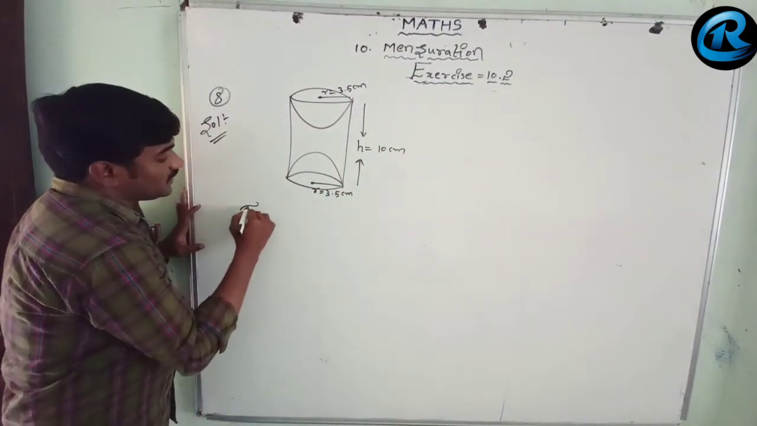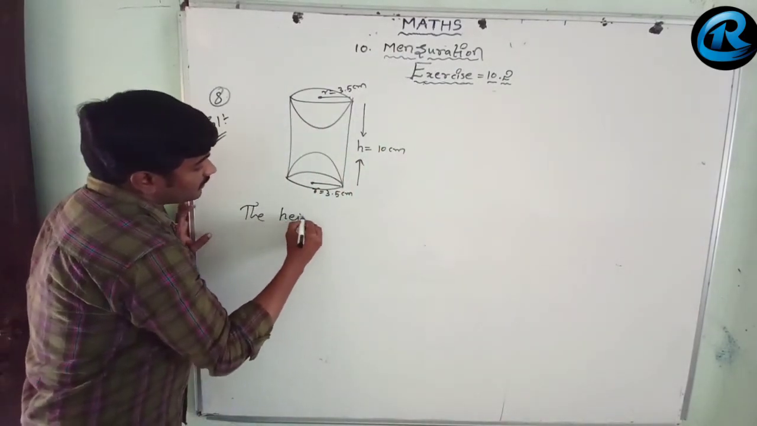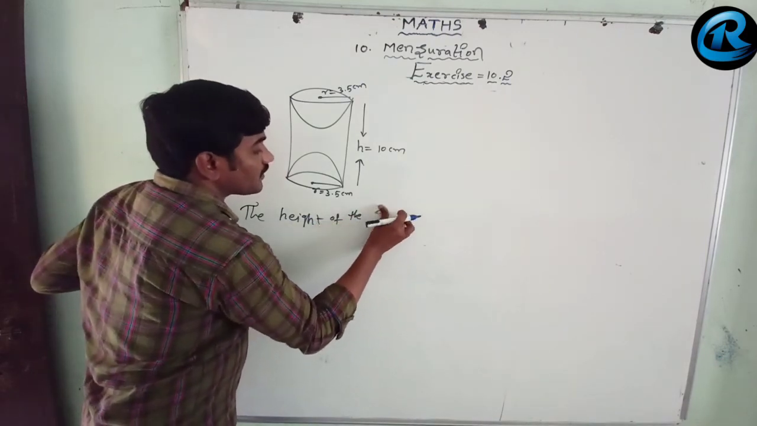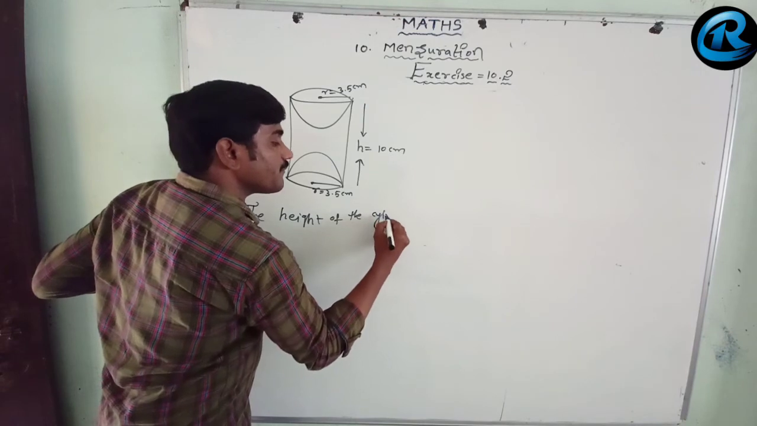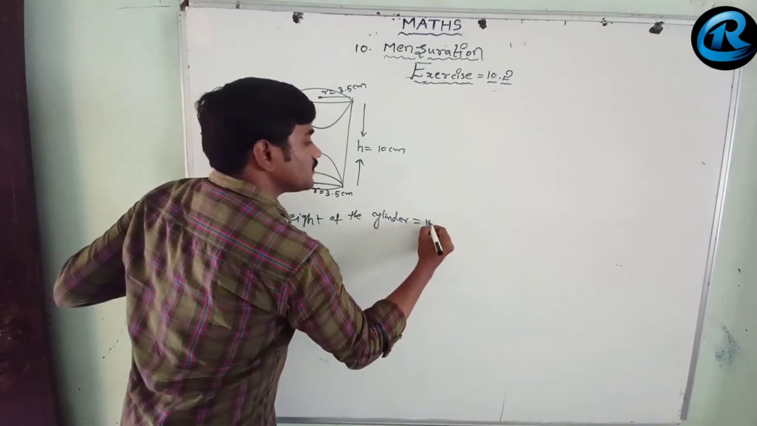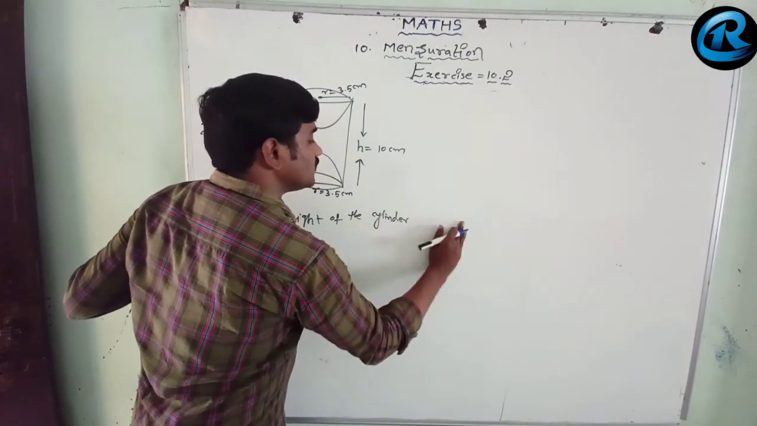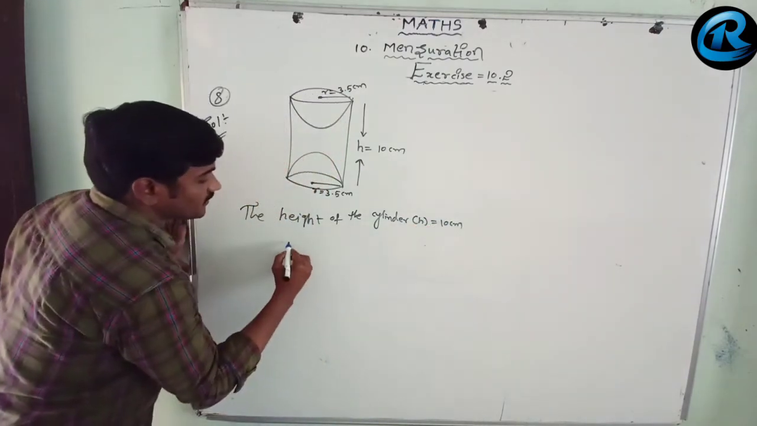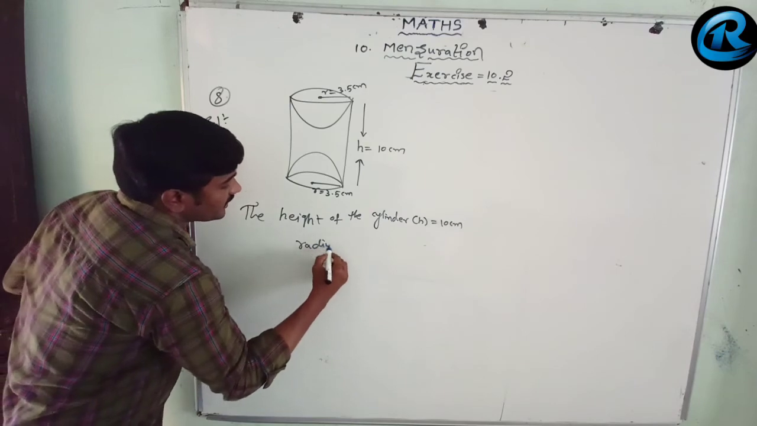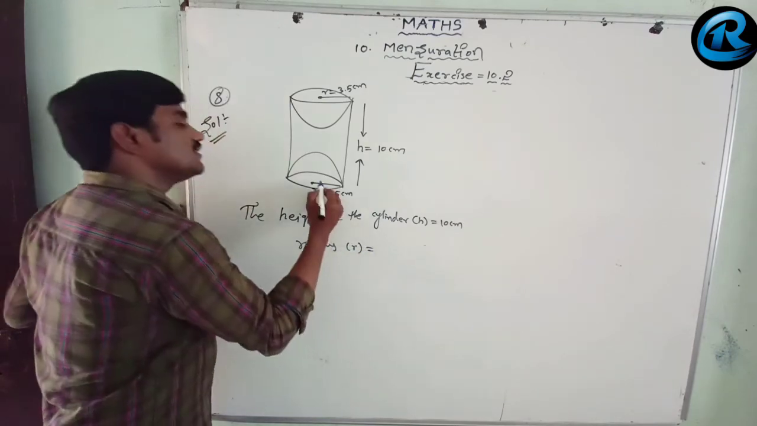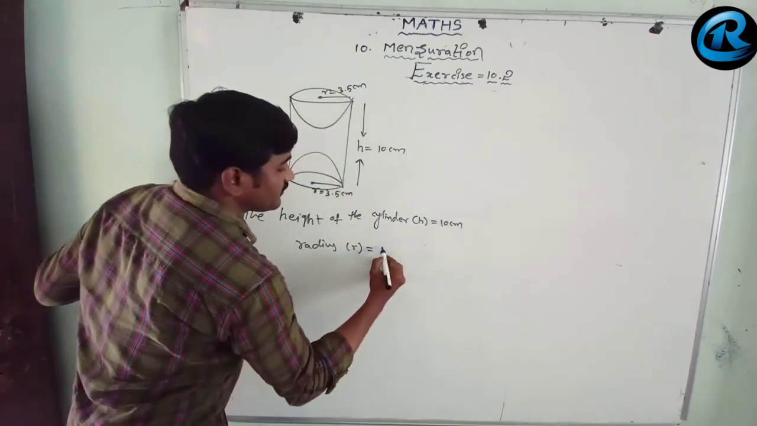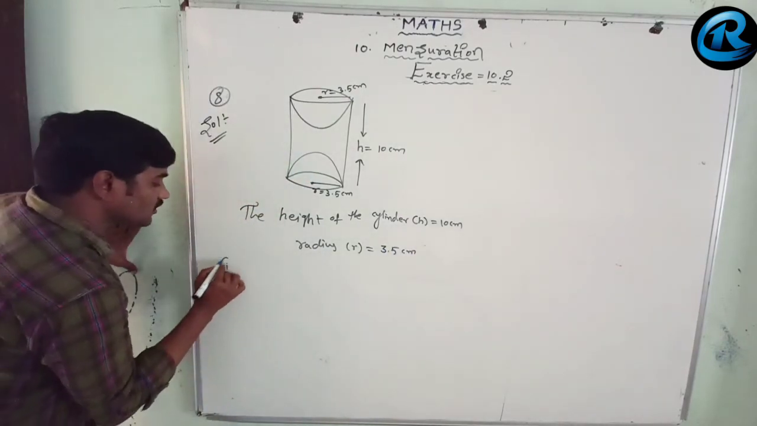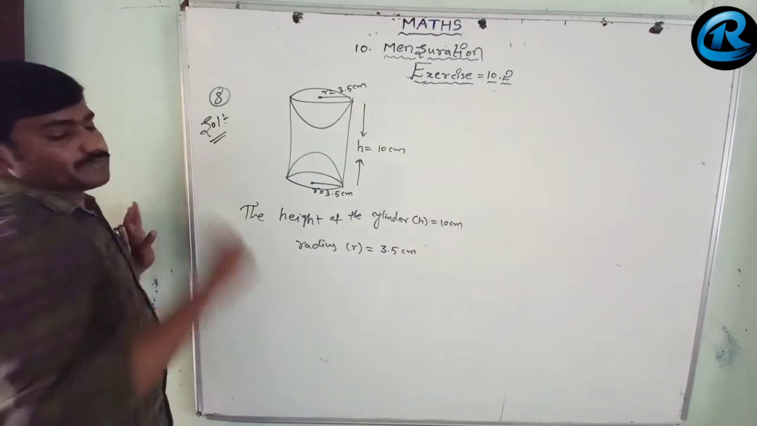The height of the cylinder is equal to 10 centimeters, h equal to 10 centimeters. The radius of the base, here radius of the cylinder or hemisphere, both will be same, that is 3.5 centimeters. Let us find out the total surface area of this wooden article.